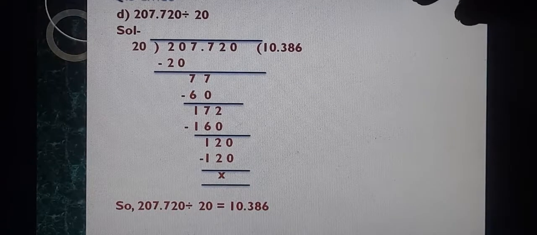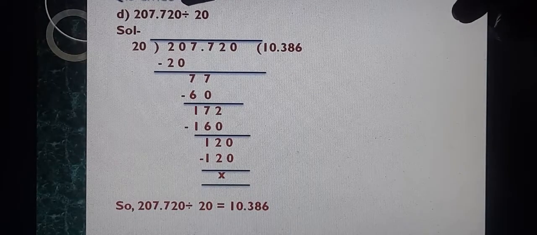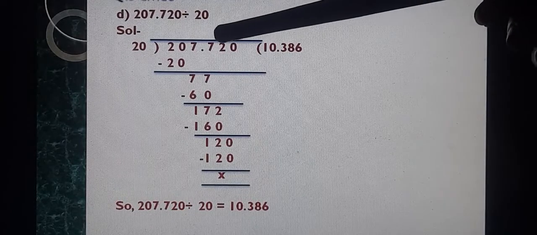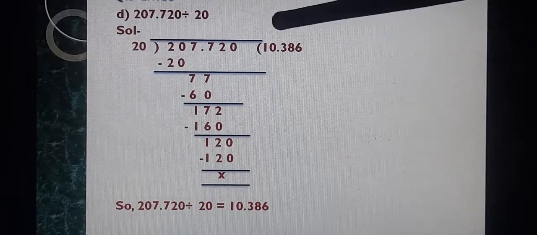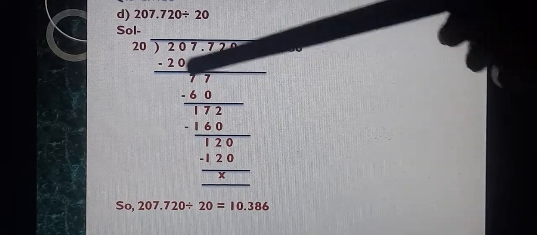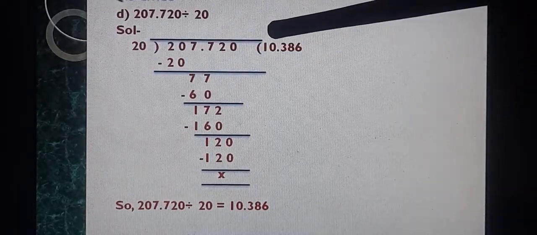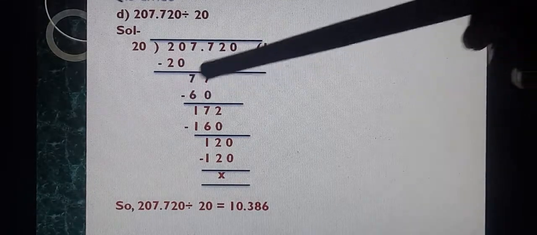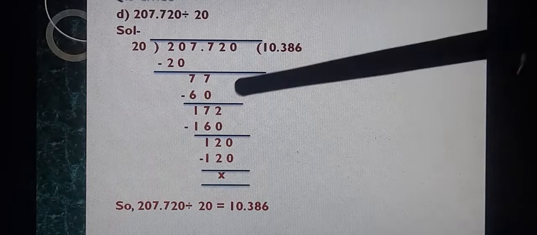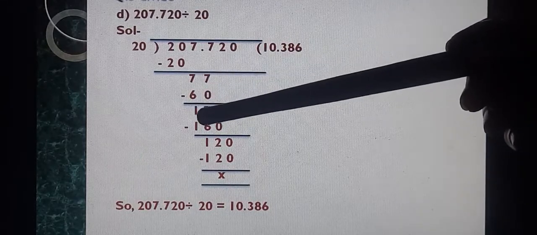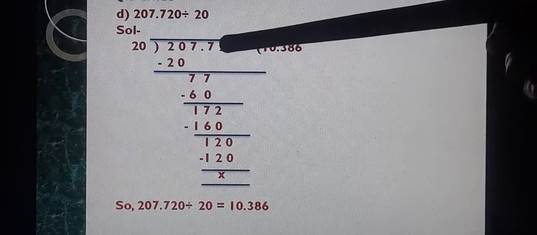Next part, 207 decimal 720 divided by 20. 207 decimal 720. 20 ones are 20. Then you will take the next digit 7. 7 is less than 20. So we will mark 0 in our quotient. We will take the next digit 7. Now the number is 77. 20 3s are 60. 7 minus 0, 7. 7 minus 6, 1. 17, take the next digit 2.